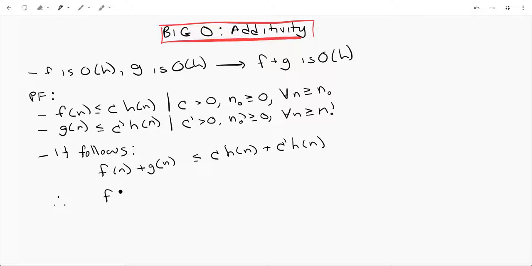And then we can just conclude that f of n plus g of n is big O of h, because we can factor out the h of n, and we just get a constant plus some other potentially the same constant times h of n, which is still big O of h of n, and that's for all n greater than or equal to the max of our n naught and our n naught prime.